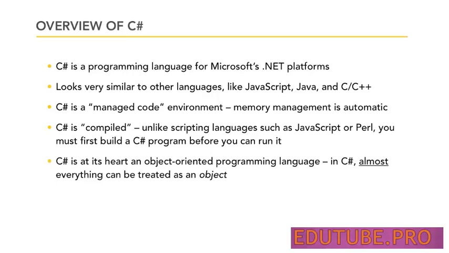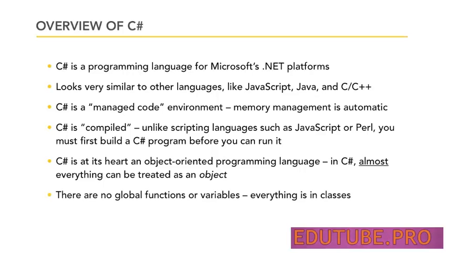Now, at its heart, C# is an object-oriented programming language. In C#, pretty much almost everything can be treated as an object. I've underlined the word almost there because there are a couple of esoteric cases where not everything is an object, but for our purposes in this course, you can pretty much think that everything in C# is an object and can be treated that way. In fact, in C# there are no global functions or variables. Everything is in classes. And that might be different from other languages you might be familiar with, like JavaScript or like C. But in C#, everything has to be inside of a class, and we'll come across that as we go further into the language.